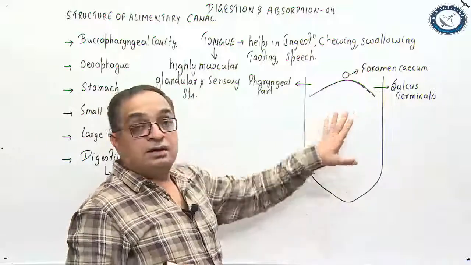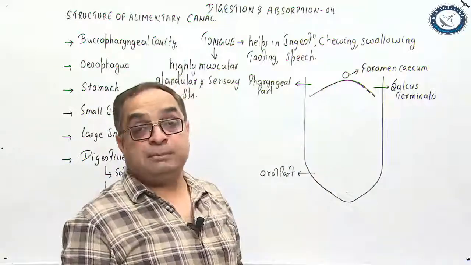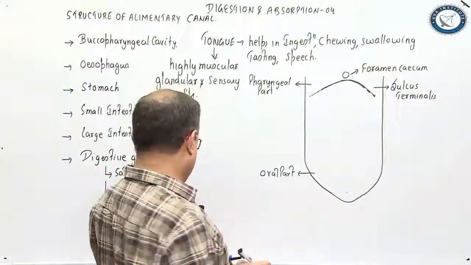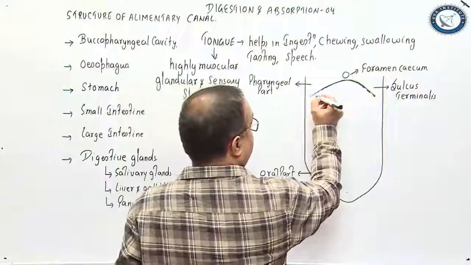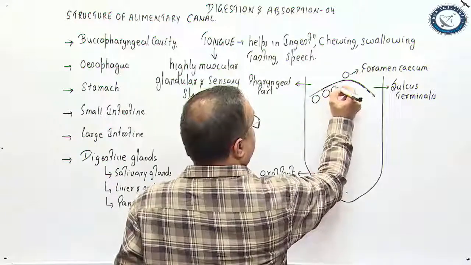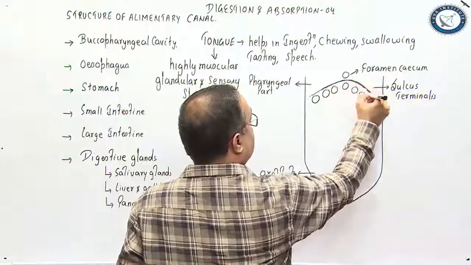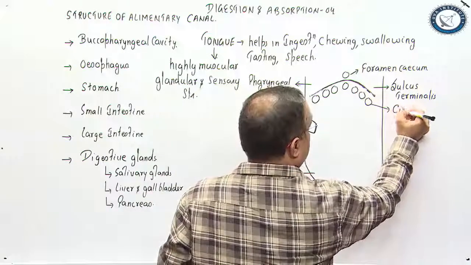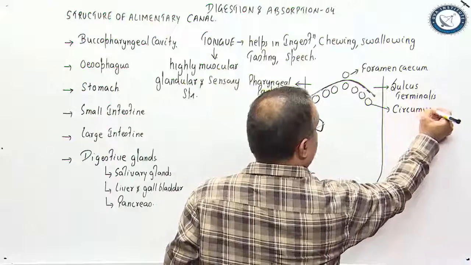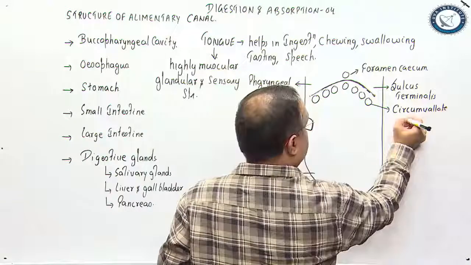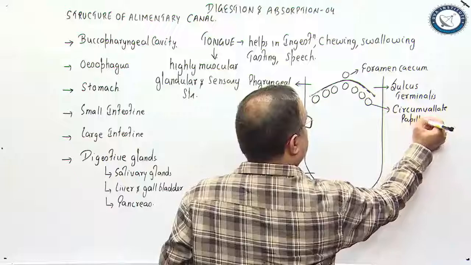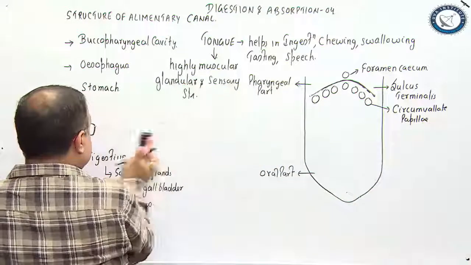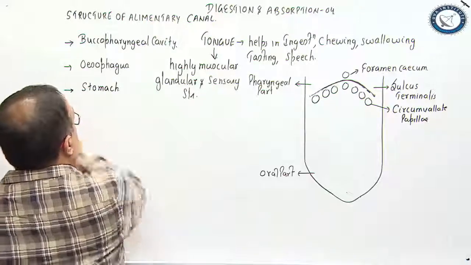The surface of tongue has projections of mucous membrane which are called papillae. So I'll show you different types of papillae on the tongue surface. These are circumvallate papillae. So let's label these as circumvallate papillae, or simply we call them vallate papillae. Let me write the details also for these papillae.